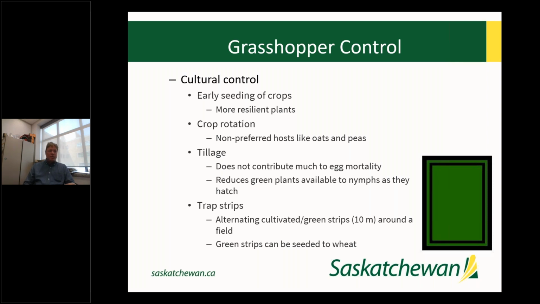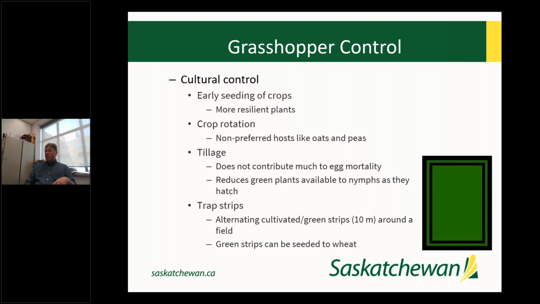Trap strips have been demonstrated to be effective. That is alternating cultivated green strips of about 10 meters and around a field. The more times you can do that, functionally you're trying to concentrate those grasshoppers on the green strips, and provide a zone of starvation for the nymphs that they won't cross. So if you can concentrate those nymphs, you can limit those populations with an insecticide application or another technique if you prefer, and limit the area that needs to be applied.